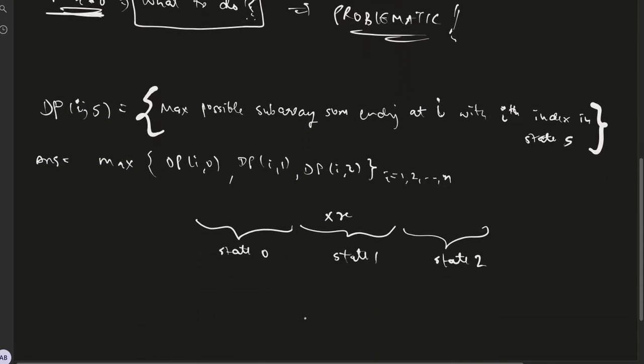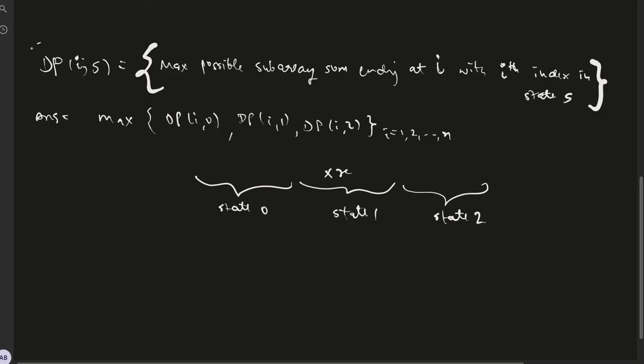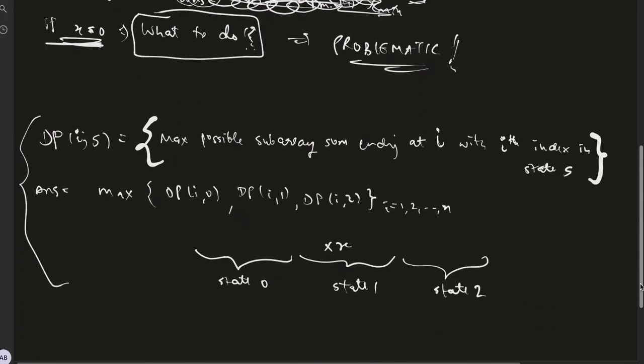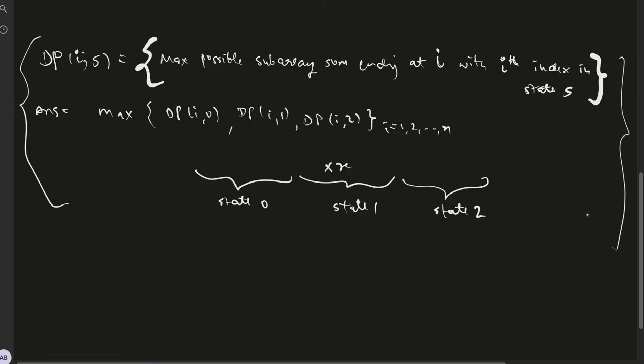And the different approach is to formulate the DP in this way. Define dp of i, s as the maximum possible subarray sum ending at i, with the ith index being in state s. We're allowed to multiply all the elements of a subarray by x, right? So we can essentially partition the array into three parts: the part before the chosen subarray, which is state 0, the chosen subarray, which is state 1, and the part after the chosen subarray, which is state 2.